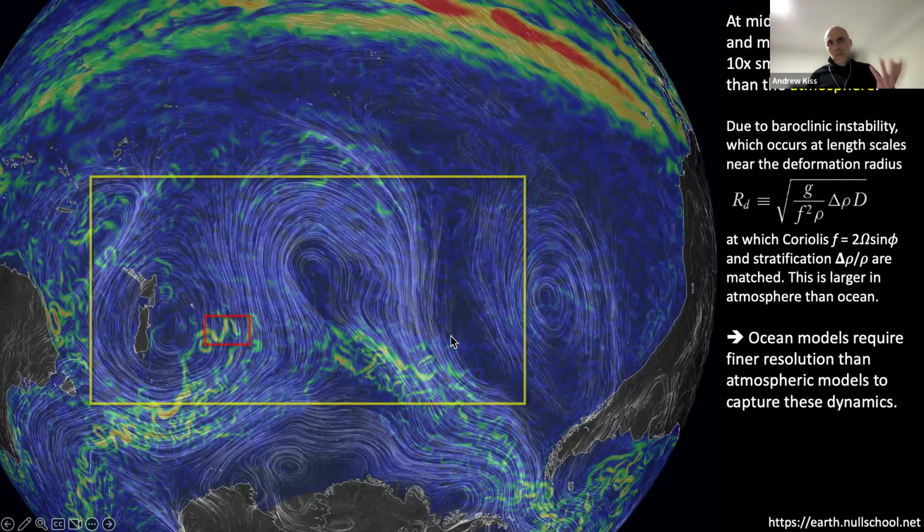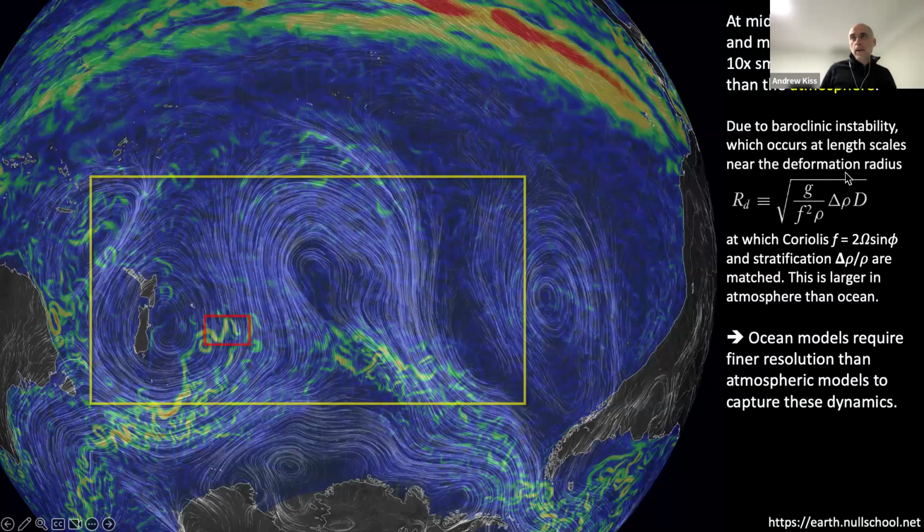So the reason we even have these eddies is that these fluid flows are actually unstable. And there's a range of different instabilities, but one of the most important ones is called baroclinic instability. And this has a characteristic length scale, which you can write down like this. So F here is the Coriolis term, which is related to the Earth's rotation rate and the latitude. And delta rho on rho is the stratification.